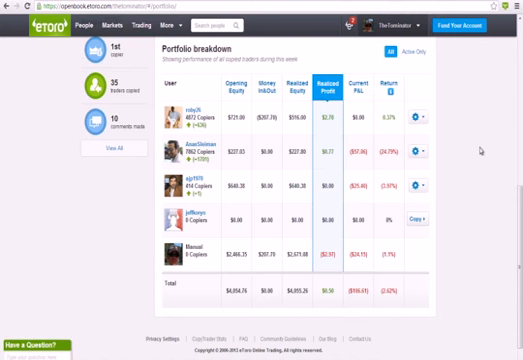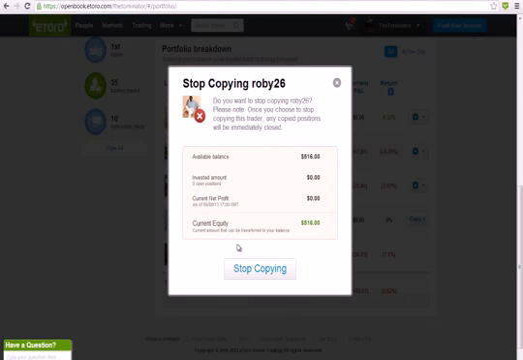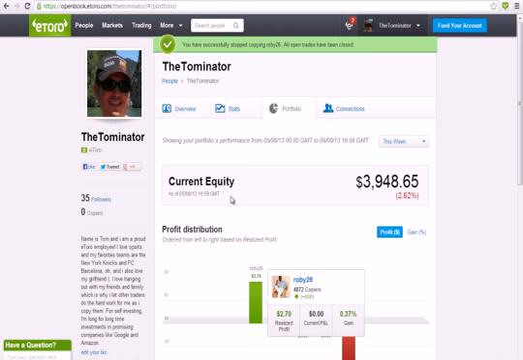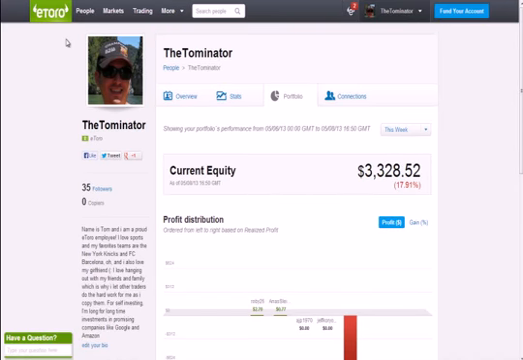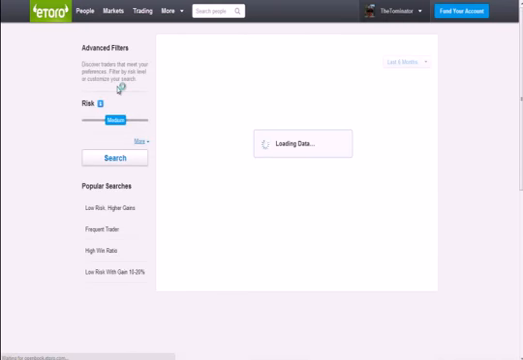And also stop copying one of my traders altogether by clicking on stop copying. And by approving, you have successfully stopped copying Robbie26. All open trades have been closed. Another important way to find the people that we want to copy is by using our advanced filters.